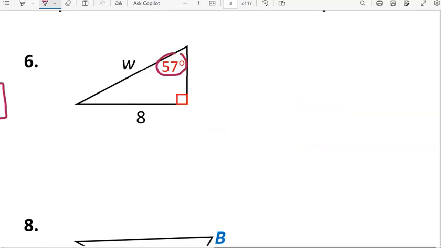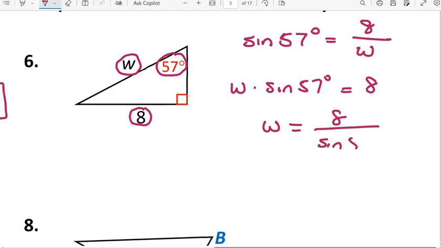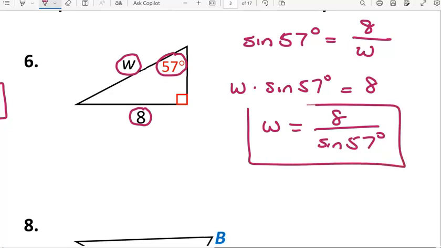In 6, we're working with the 57-degree angle. We have the side that is of length 8, which is opposite 57 degrees, and W, which is the hypotenuse. Opposite and hypotenuse are in the ratio for sine. So we'll use a sine ratio. Sine of 57 degrees is equal to the opposite divided by the hypotenuse. I'm going to clear the fraction by multiplying both sides by W. So W times the sine of 57 degrees is equal to 8. And now divide by the sine of 57 degrees, and we have W is equal to 8 divided by the sine of 57 degrees. And that's our calculator ready form.